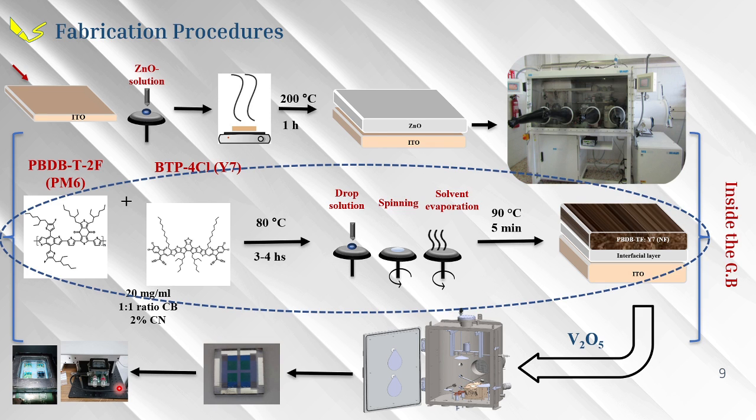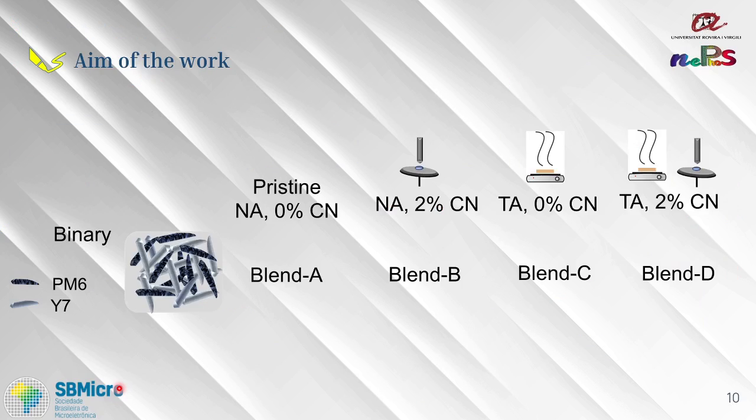So the main work was focused on the active layer. I made a small scheme about the procedures done during the experiment, which is to study the effect of additives and thermal annealing treatments on the morphology and on the performance of the cell. We started with a pristine device, which is our reference, blend A, device A, without any thermal annealing and without any chloronaphthalene additive. This is used to compare with the effect of the additive, using 2% of additive.